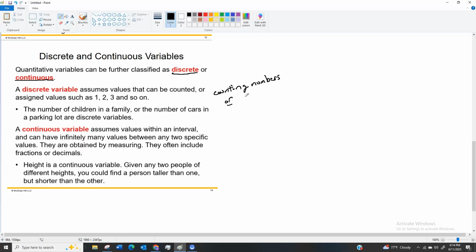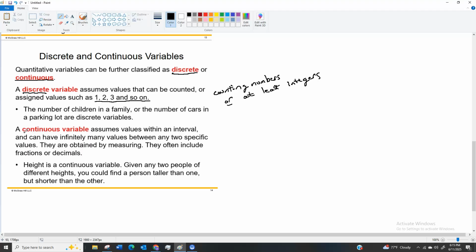Or at least integers. One thing I could think of that would be considered discrete but is not a counting number is your account balance in dollars to the nearest dollar. You could say, well, I am overdrawn at the bank by -5. So that would still be considered discrete if you were listing it to the nearest dollar. But most of the time with discrete variables, it's 1, 2, 3, etc.